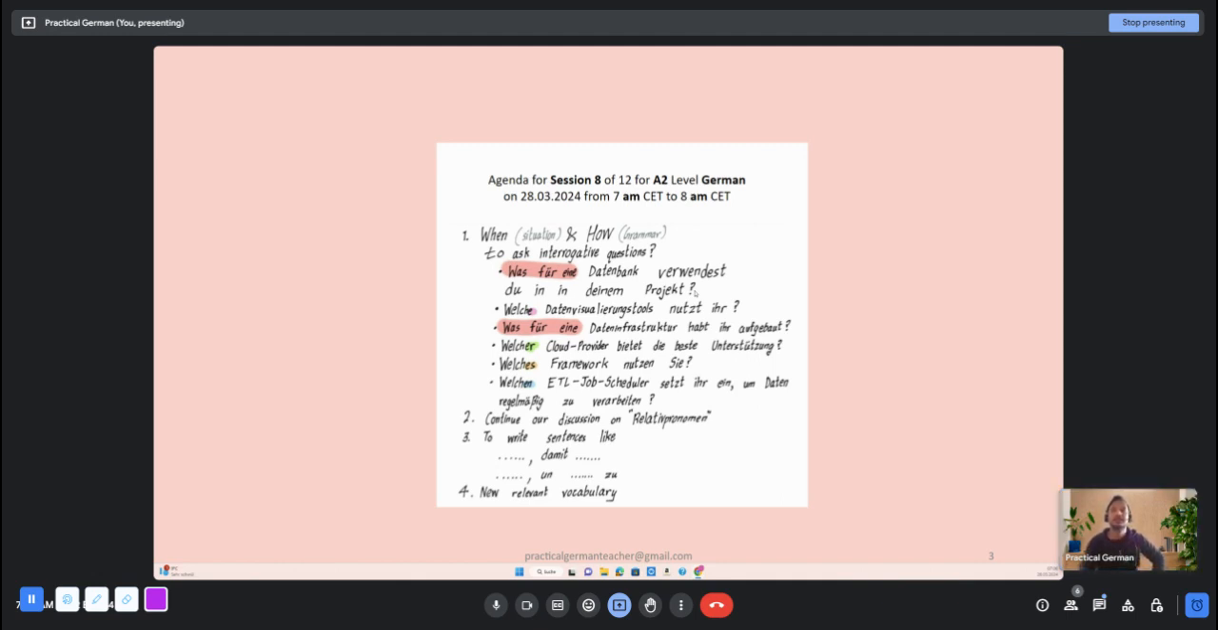Welcher Cloud Provider bietet die beste Unterstützung? And you said bited. It's bietet, not bited. Okay. Next one. Welches Framework nutzen Sie? Sometimes we use English words as it is. These are sentences you may encounter from the data field. So English words, you just speak the English way. Framework, that's it. Welches Framework nutzen Sie?